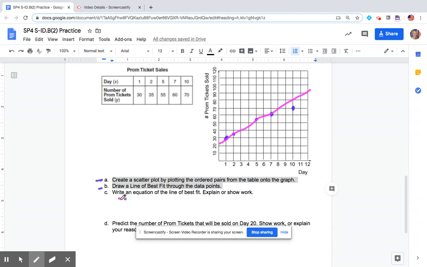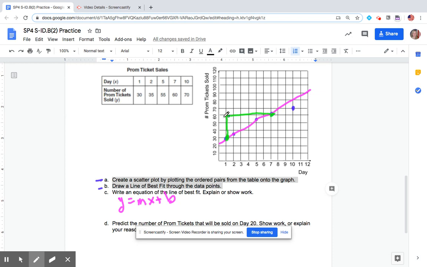Next it says to write an equation for the line of best fit. We're going to write the equation in slope-intercept form. Remember, the slope is the rise over the run, and my slope here is positive. I'm going to find a nice lattice point, this one right here, and another lattice point that the line goes through right here. Then I can look at my rise and my run.